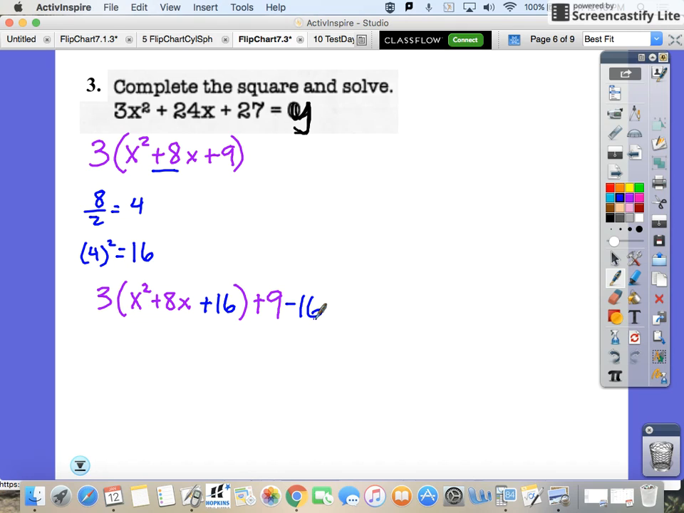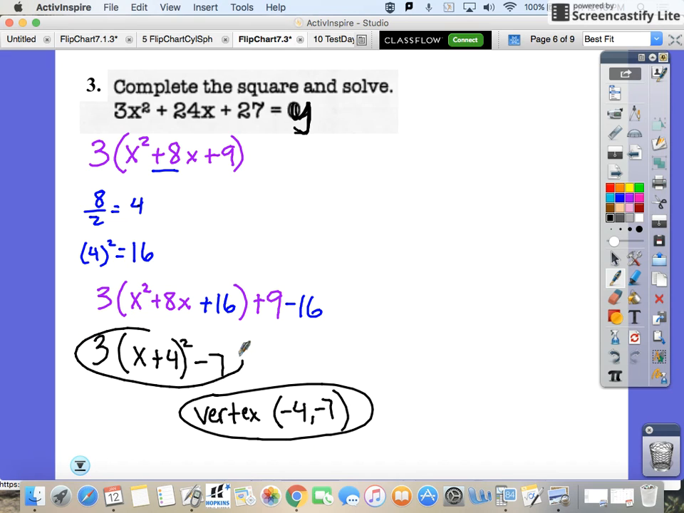The reason I did that is because now we can take and copy our 3 down, and this is the same thing as before. We go x and then whatever happened here. So plus 4 squared, and then this is -7. So we end up with a vertex of -4, -7. The only significance this 3 has, hang on, I'll highlight this so you can follow. Sorry, guys.